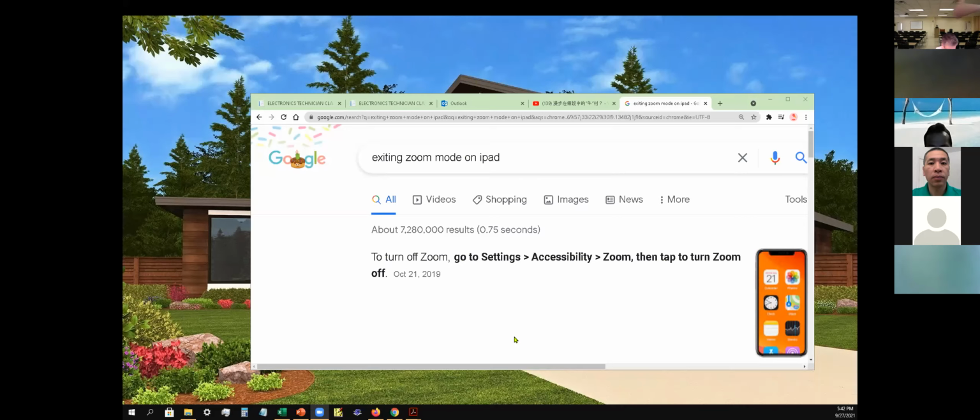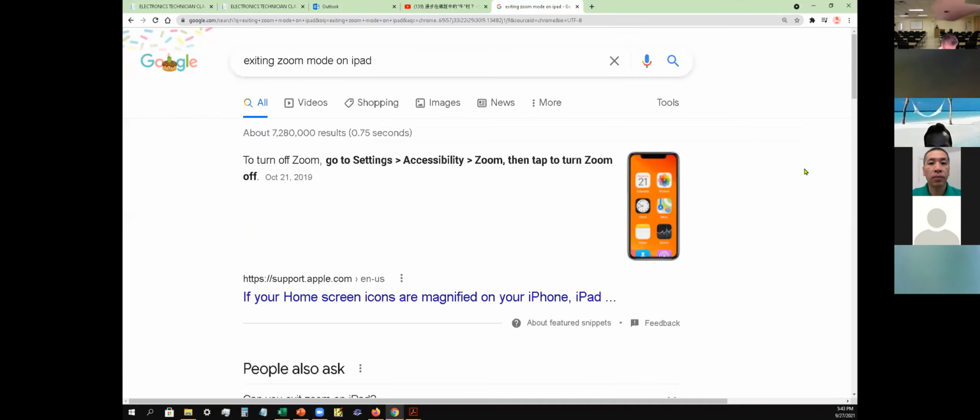Okay. Now let's see. Turn off Zoom. Yes. Accessibility, Zoom, then tap on turn Zoom off. Yes. That means I go to my iPad, right? Yes. Let's see. I want to get out of this Zoom. Let me go ahead and close this. Stop the sharing for now.